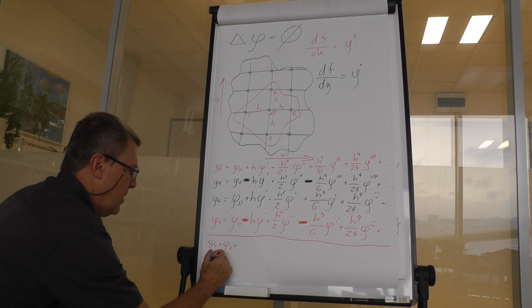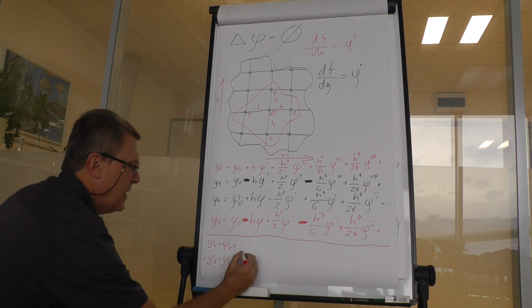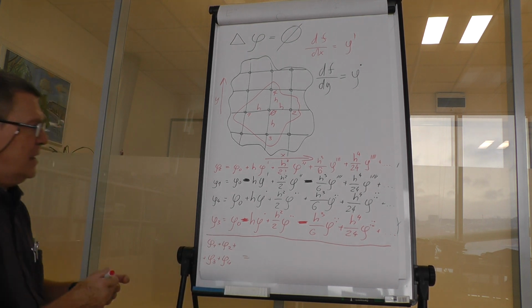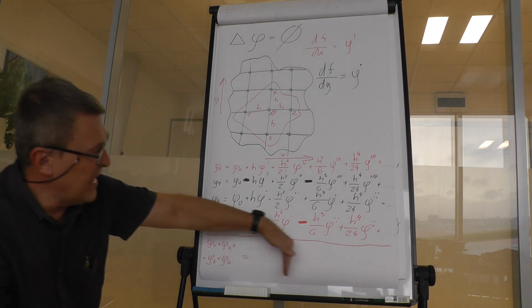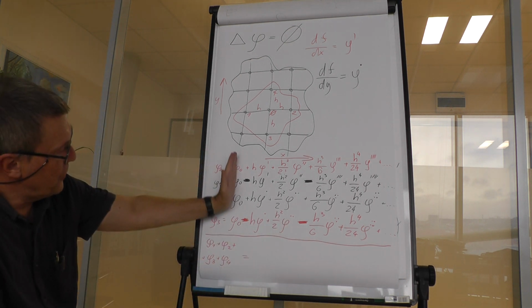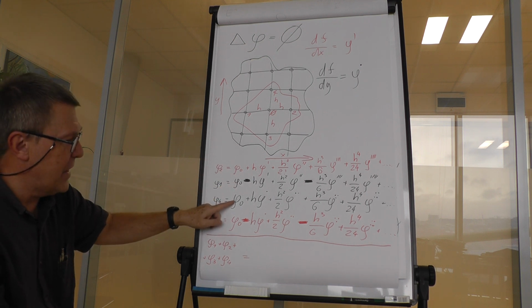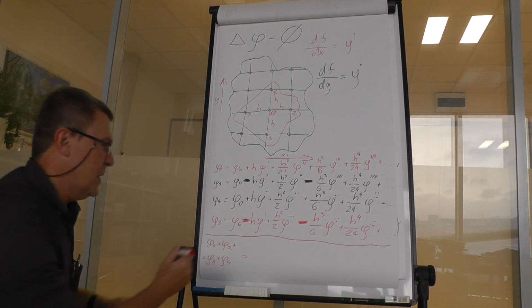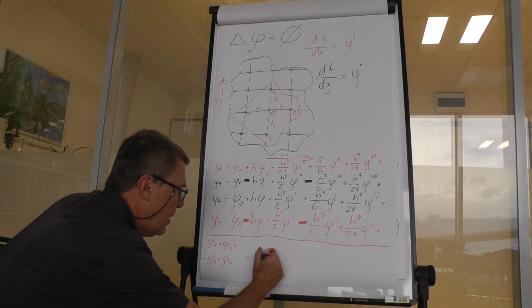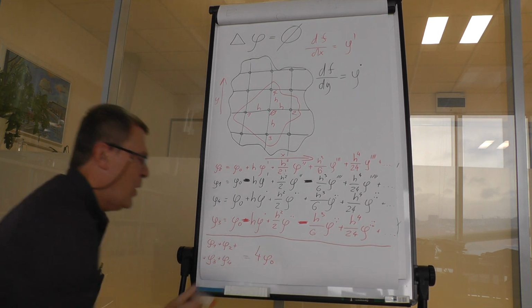plus phi 3 plus phi 4. And let's go to the right side. We would have the first column, phi 0, phi 0, phi 0, and phi 0. So this is 4 phi 0.